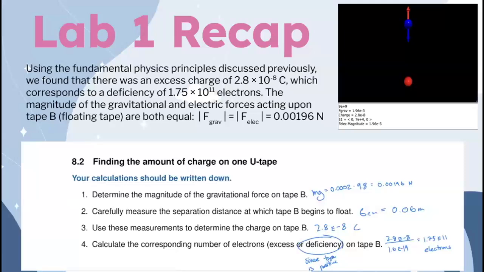In Lab 1, we approximated each piece of tape to be a point charge, which simplified the calculations. And we found that the magnitude of the electric force was 0.00196 newtons, and the magnitude of the electric charge was 2.8 times 10 to the negative 8th coulombs.